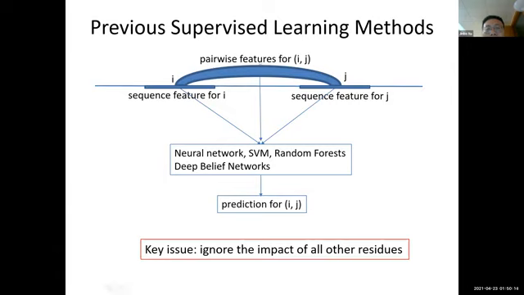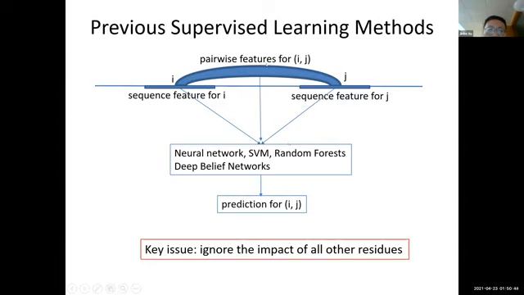And for the machine learning model, many different models have been tried, like neural networks, support vector machines, random forests, or even deep belief networks. But even when the DBN was used in, say, 2012, the precision is still not very good. It is still between 20% to 30%. And so the DBN method doesn't have any advantage over the traditional neural network method.